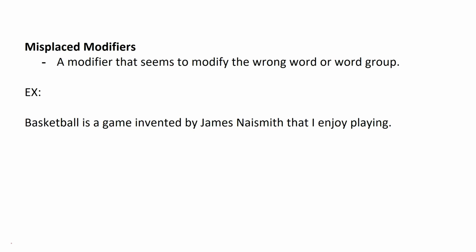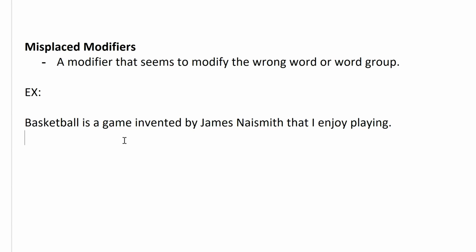And we'll finish things off with misplaced modifiers. A misplaced modifier is a modifier that seems to modify the wrong word or the wrong word group. So, for example, basketball is a game invented by James Naismith that I enjoy playing. Okay, so I think we know what's being said here, but it's just at face value, it's not clear. Well, maybe you do enjoy playing against James Naismith, or somebody named him, but the original inventor of the game has been dead for a while now, so you definitely do not enjoy playing James Naismith.